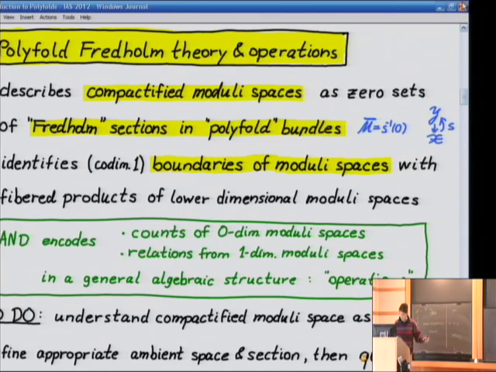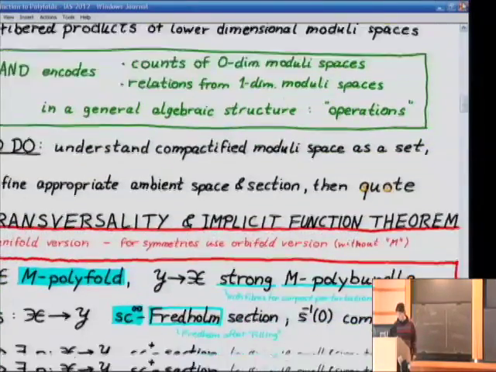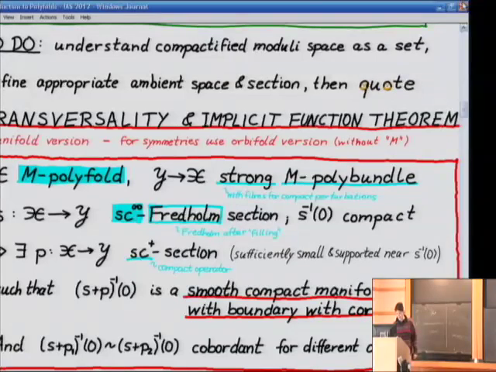Okay, and so that all sounds great, but what does a user actually have to do in order to get nice stuff? So clearly you have to first understand what your compactified moduli space is supposed to be. Really analytically understand all the possible bubbles. Don't just understand it up to something that you think should be codimension 2 or something. Anything that can happen, you have to put into your compactified moduli space.